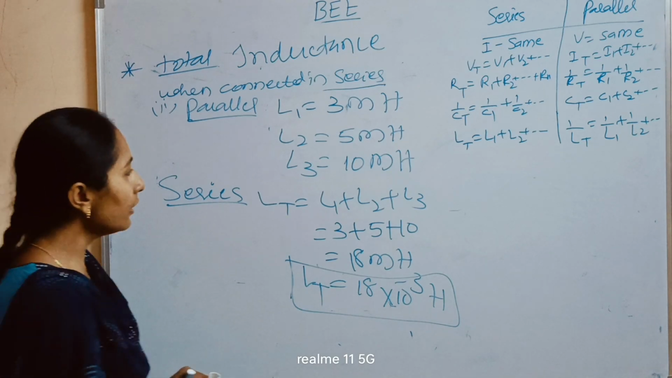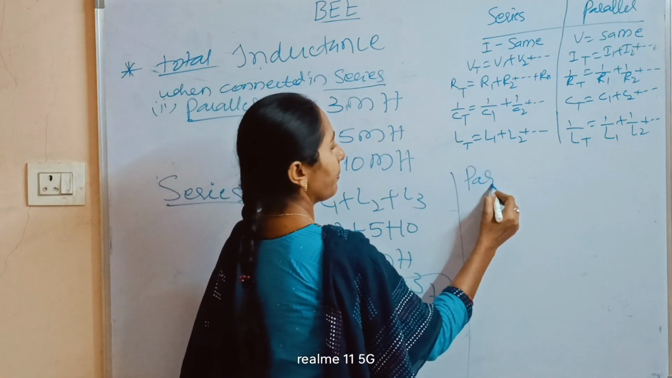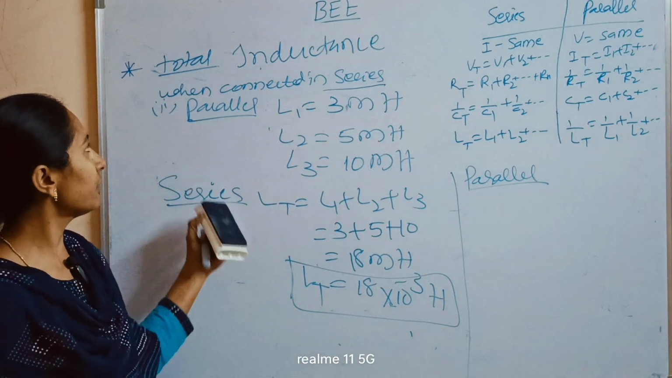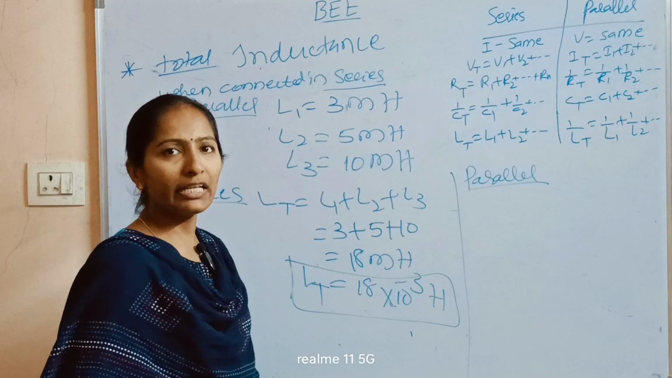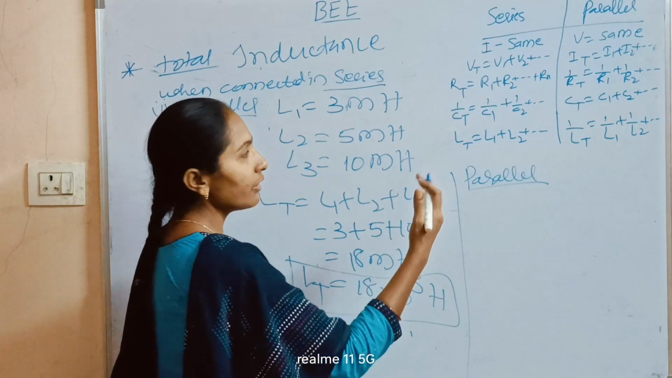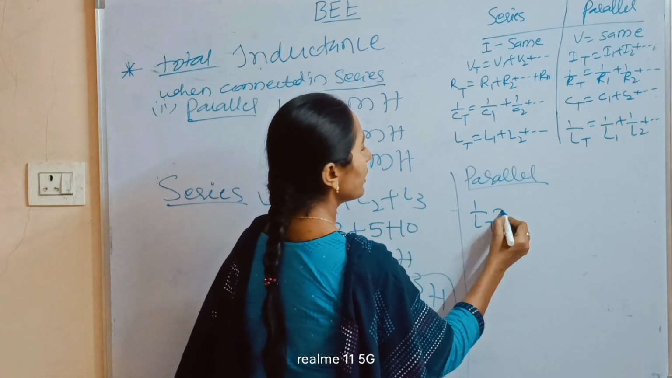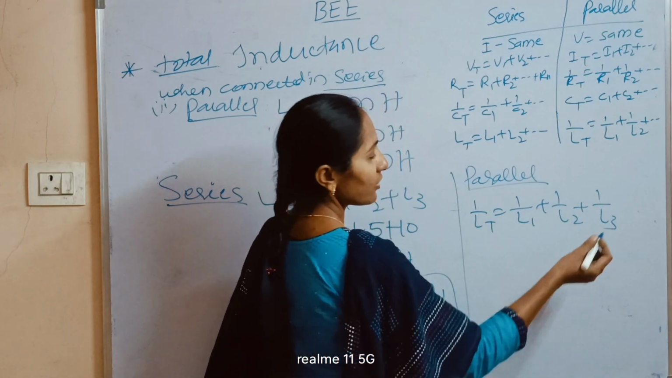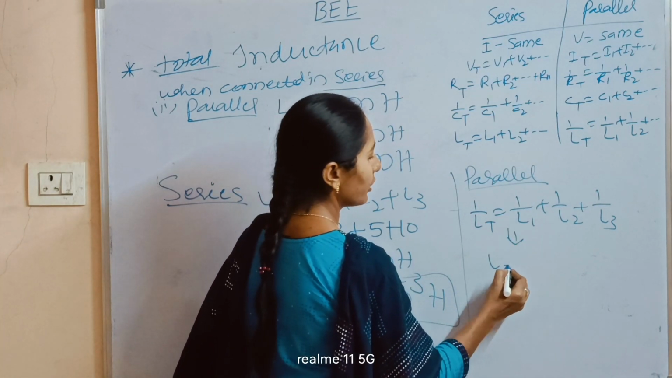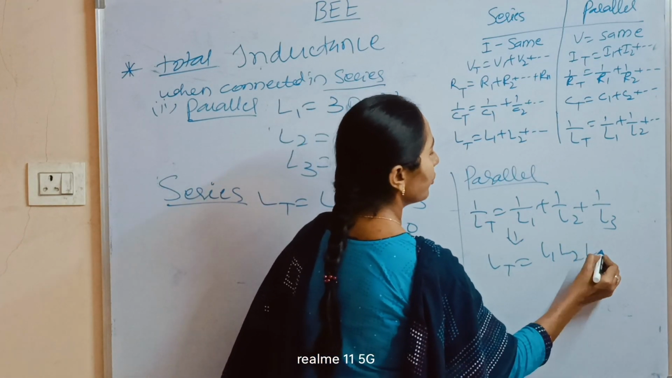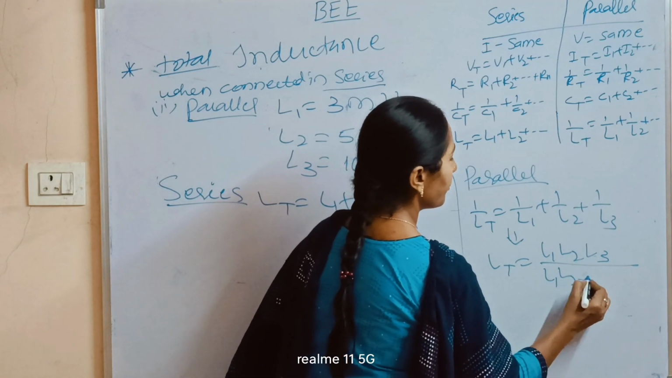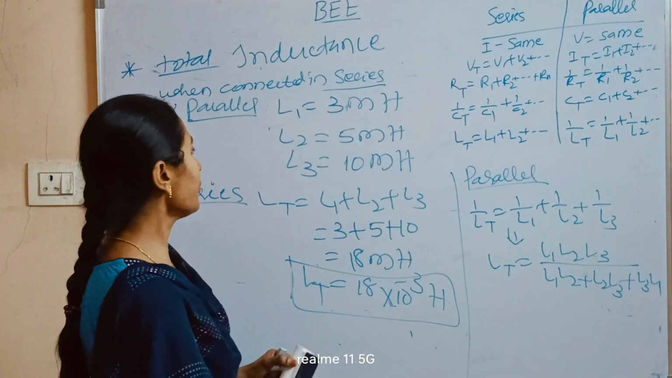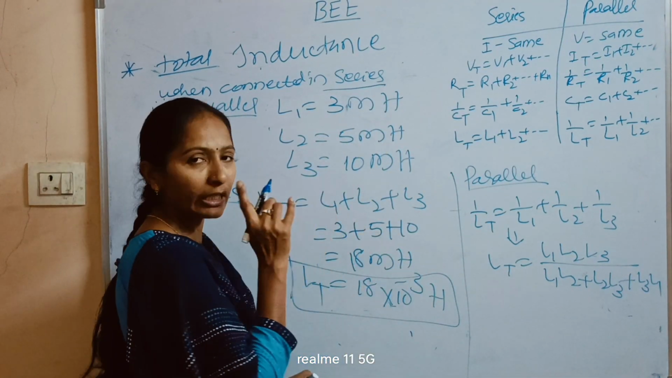Now coming to parallel connection. What is the formula for parallel connection for inductance? 1 by L total equals 1 by L1 plus 1 by L2 plus so on 1 by Ln. So 1 by L total is equal to 1 by L1 plus 1 by L2 plus 1 by L3. By solving this we get L total as L1 L2 L3 divided by L1 L2 plus L2 L3 plus L3 L1. Just substitute these three values and we get the total inductance.